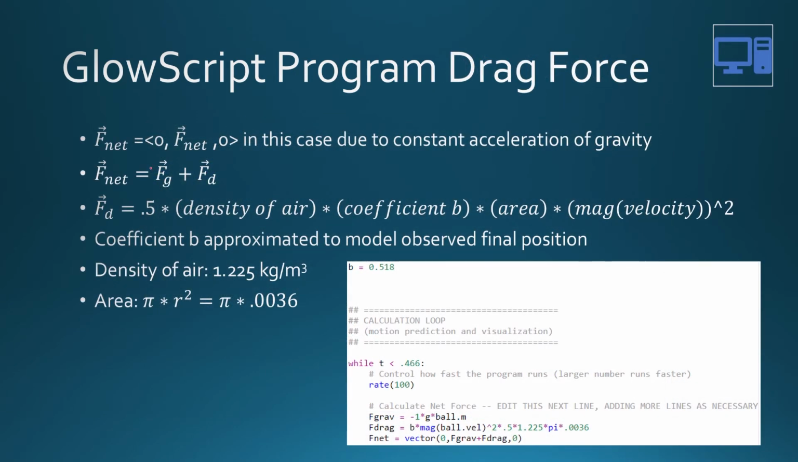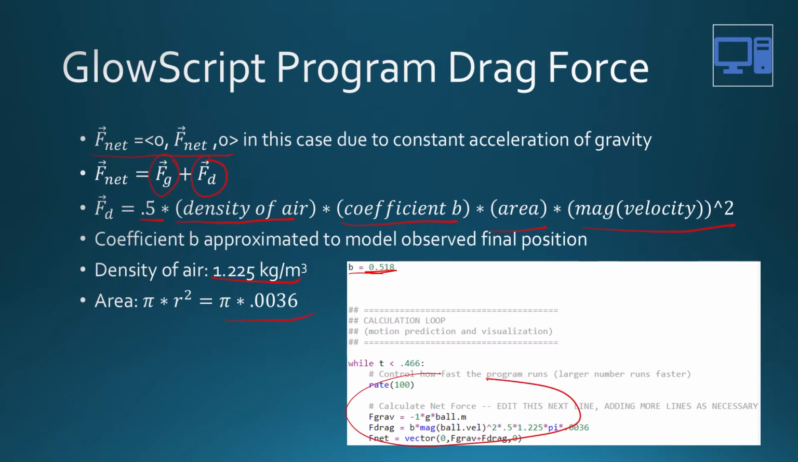To create a GlowScript program with a drag force included, I had to change my net force acting upon the ball, which not only includes gravity but also the turbulent drag force, which you can see in this equation as 0.5 times the density of air given here, times coefficient b, which we had to approximate after using the computer model over time, which you can see mine right here, times the area of the ball given here, times the magnitude of the velocity squared.